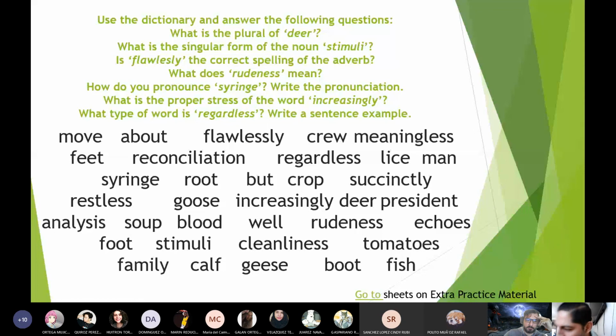Rafa, right? Ah, Rafa. Wow, okay. Well, make sure you investigate whether regardless can be an adverb and a conjunction, and write one sentence example for each, for regardless working as an adverb and regardless working as a conjunction. That's going to be homework.